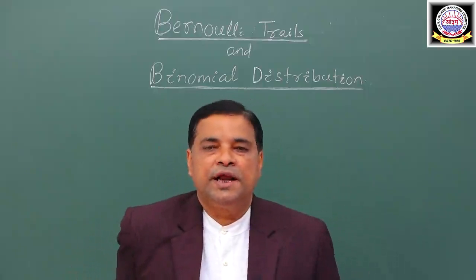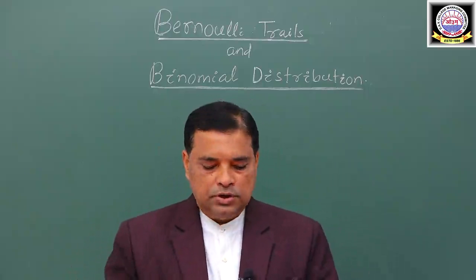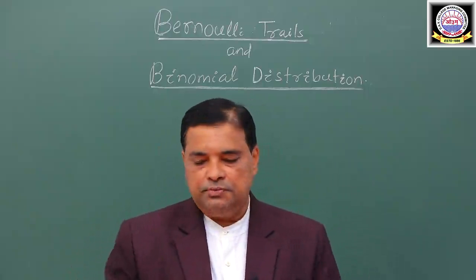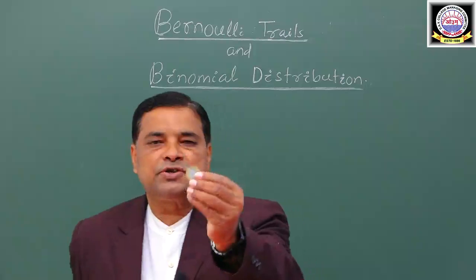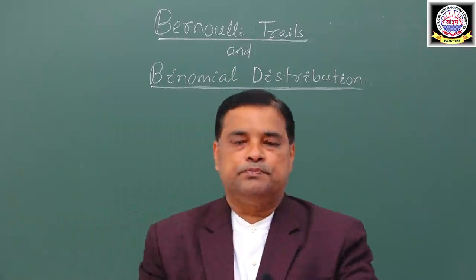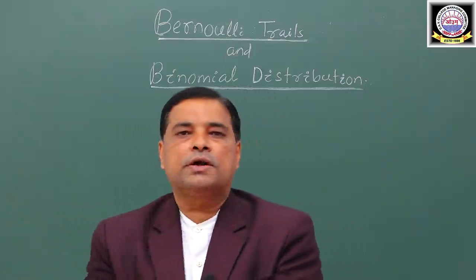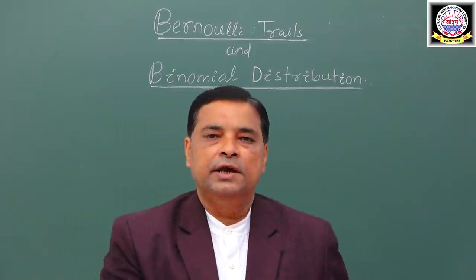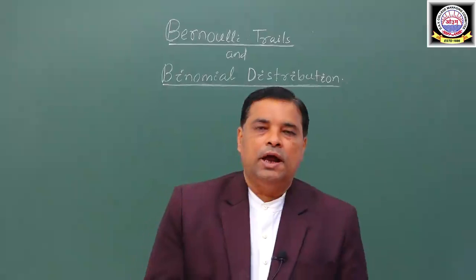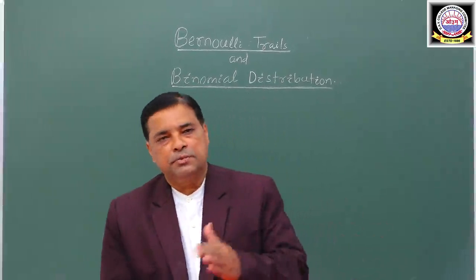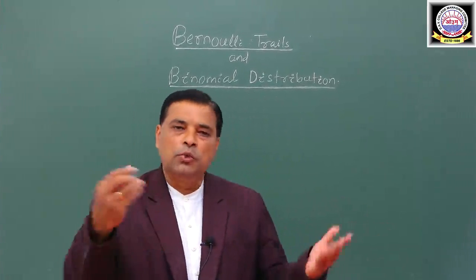Now I am showing you an example in front of you. Suppose a coin is tossed. If this is a 10 rupees coin and I toss it, it will give either head or tail. When it gives head, it cannot give tail, and when it gives tail, it cannot give head. So its outcomes are only two.